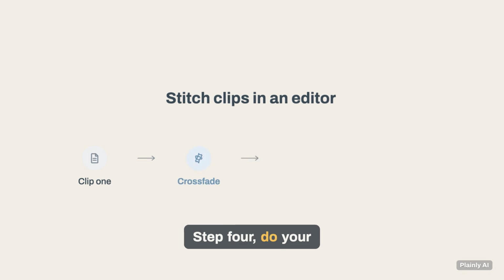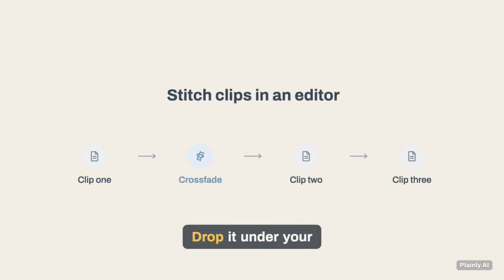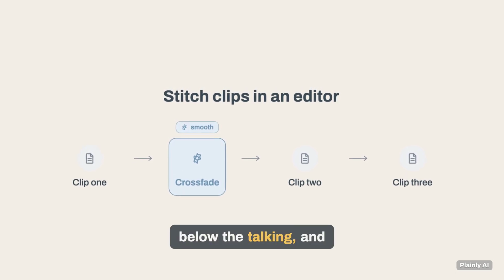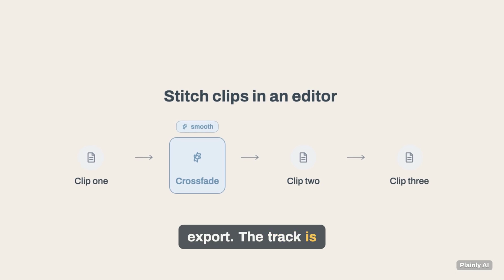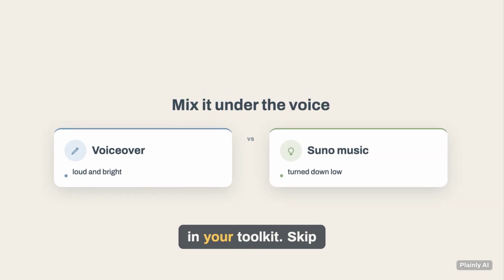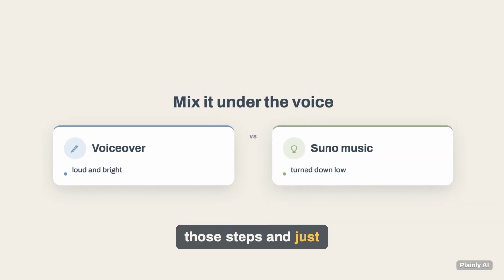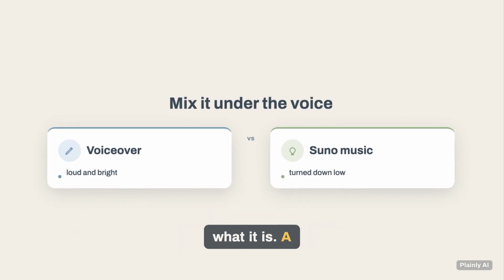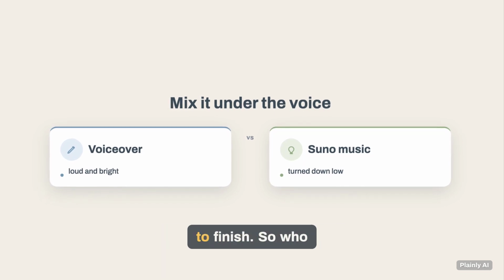Step 4, do your final mix outside Suno. Drop it under your voiceover, balance the levels so the music sits below the talking, and export. The track is one ingredient in your project, not the whole meal. Do that, and Suno earns its place in your toolkit. Skip those steps and just paste the raw output into your project, and it'll sound like exactly what it is. A first draft someone forgot to finish.